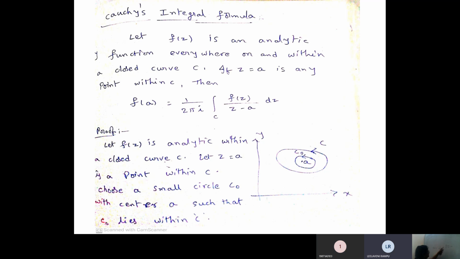So, what is the statement? f(z) is an analytic function at every point on a closed curve C and at every point within the curve C, z equal to a is any point within C. Then f(a) equal to 1 by 2πi integral over C of f(z) by (z minus a) dz. This is Cauchy's integral formula. Now we will prove this. Okay, let us see how you can prove this.